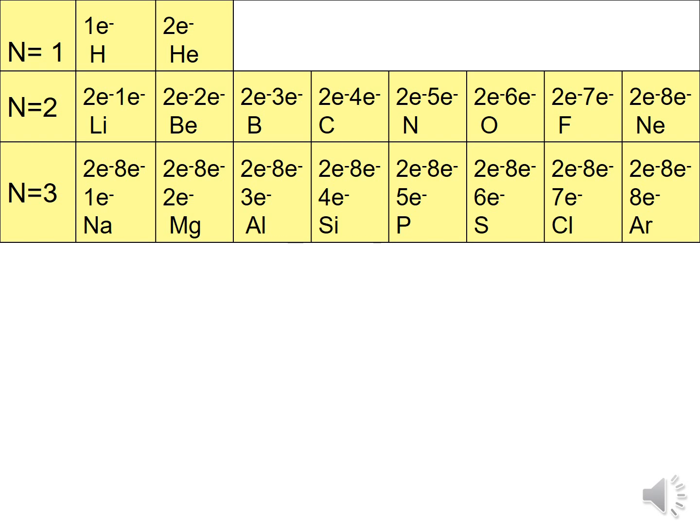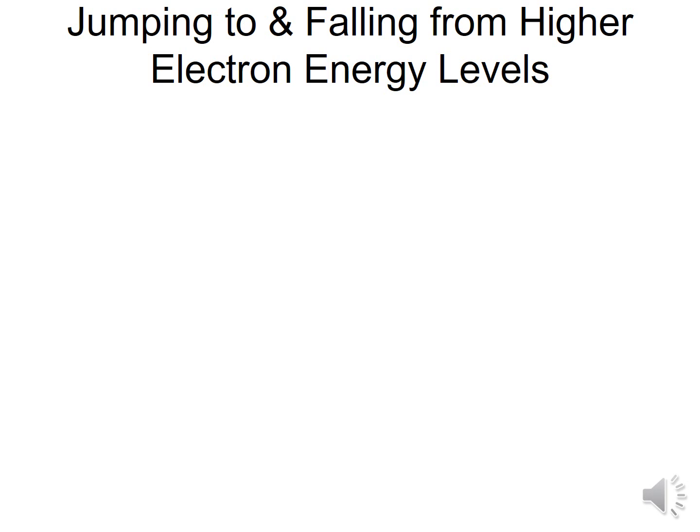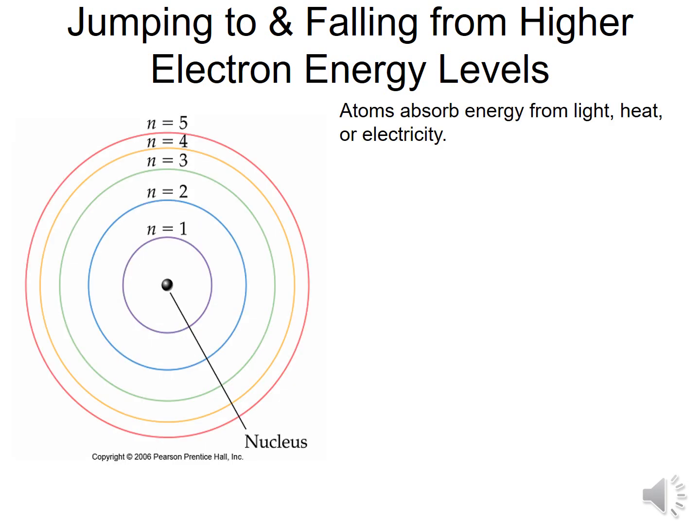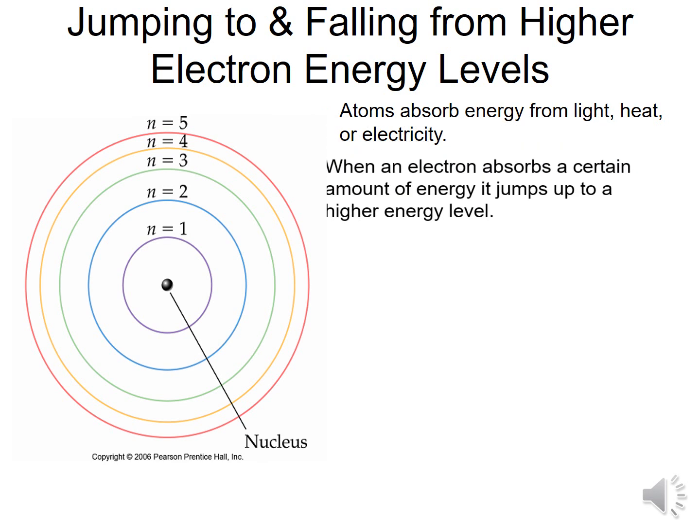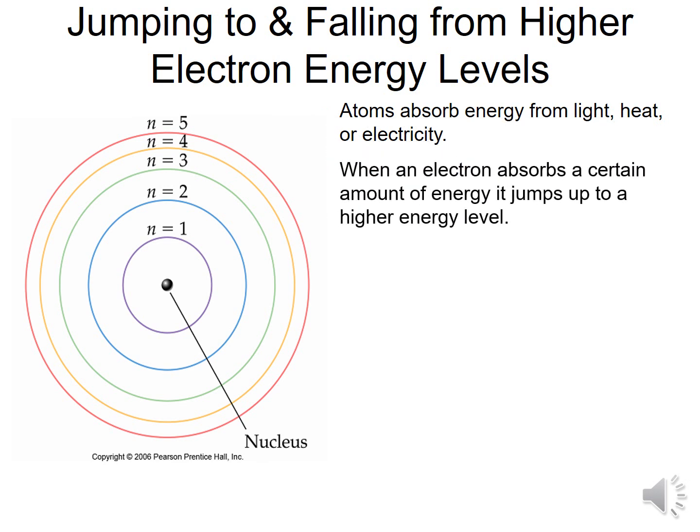We're just saying the number of electrons in each level, not sublevels. Electrons can jump up to higher levels or fall from higher levels down to lower levels. When atoms absorb energy, light, heat, electricity, and an electron in that atom absorbs a certain amount of energy, it can jump to a higher level.